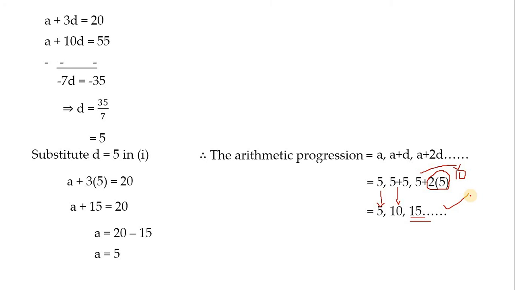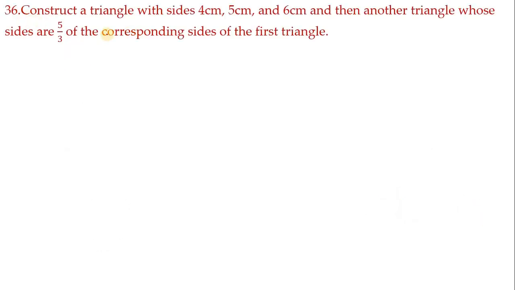Next let us move on to another problem. Construct a triangle with the sides 4 cm, 5 cm and 6 cm, then another triangle whose sides are 5 by 3 of the corresponding sides of the first triangle. This is a fixed question, children. Definitely you will get such a kind of problem for 4 marks this year. So first we have to construct a triangle. The side measurements have been given. These are the sides 4, 5 and 6. The longest one, that I will take for the base.